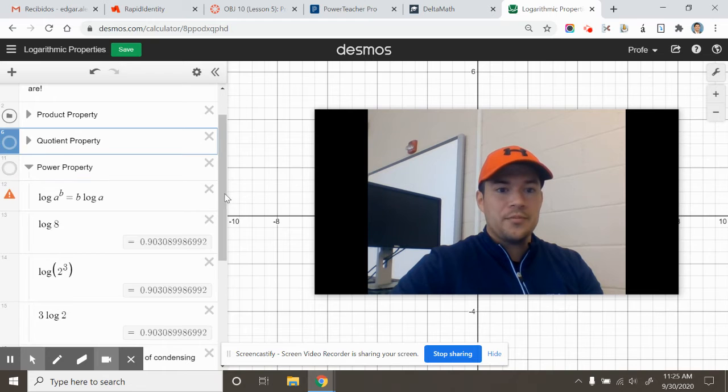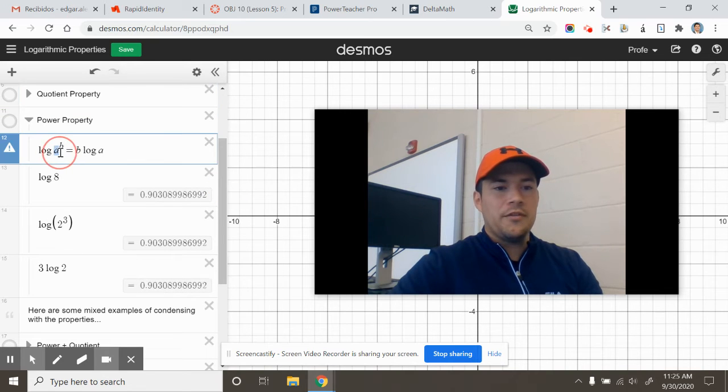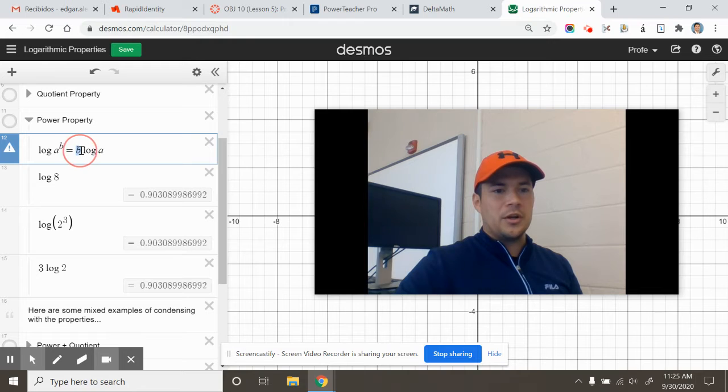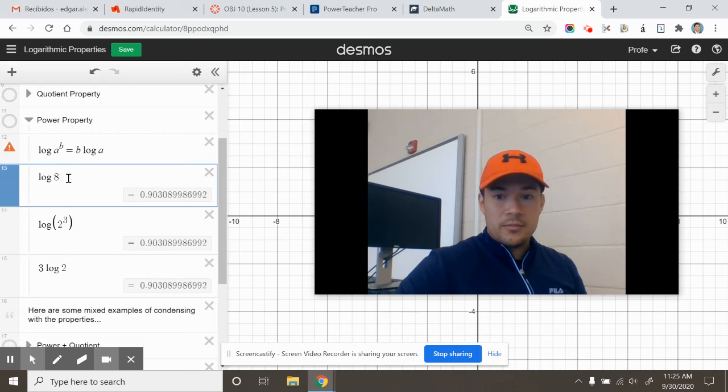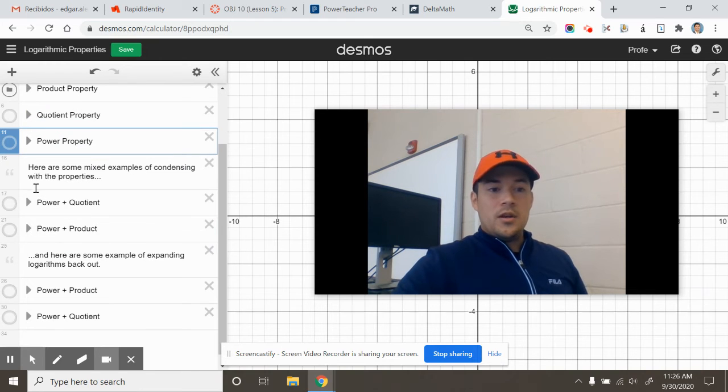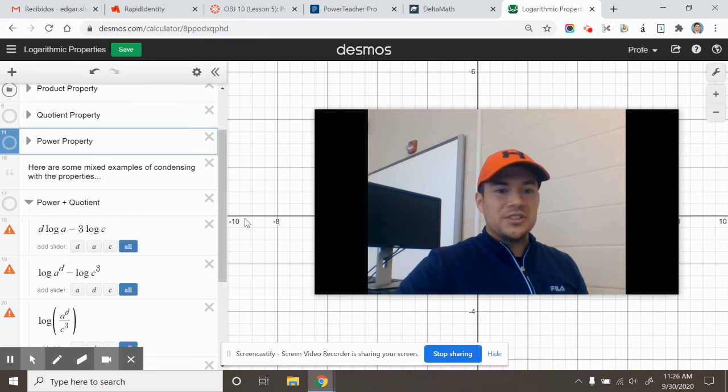Okay, then there's the power property. Very simple. It says that if you raise the argument of a logarithmic function to an exponent, then basically you can multiply that exponent to the logarithmic statement. So log of a to the b power is the same as b times log of a. I laugh because it says blaga. All right. So for example, the log of 8. Well, 8 can be written as an exponential statement. 8 is 2 to the third. So log of 2 to the third is really the same as, you can move that exponent to the front as a factor, and that is 3 times the log of 2. All right. Feel free to look at this Desmos file for some examples.